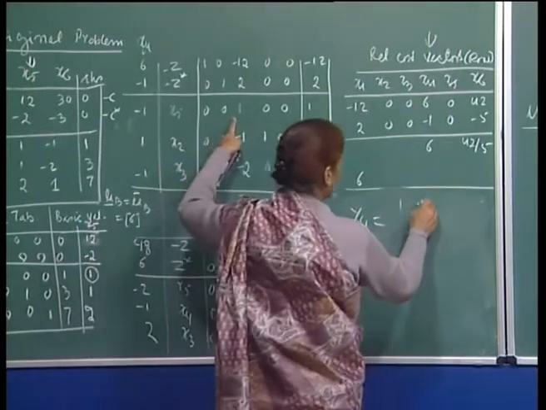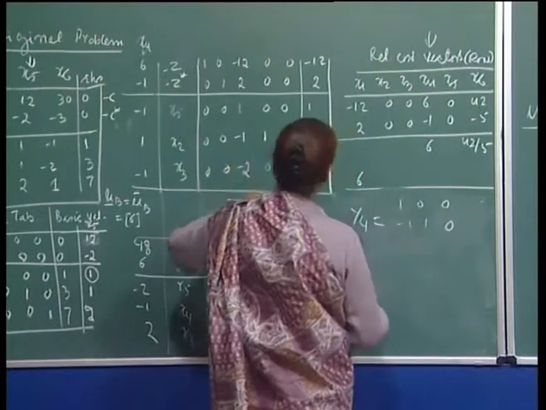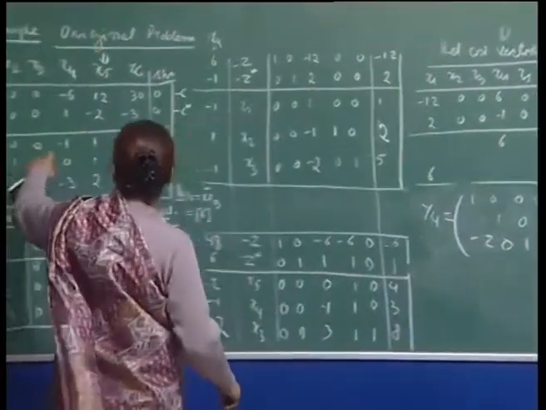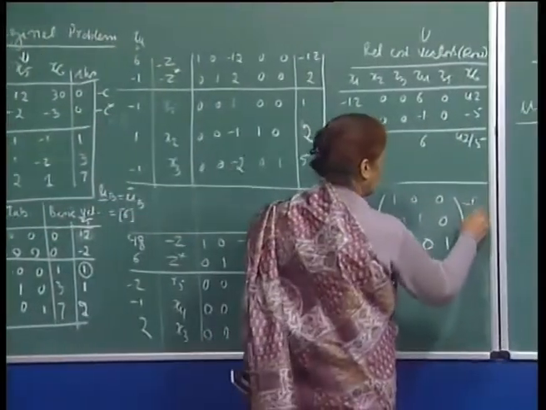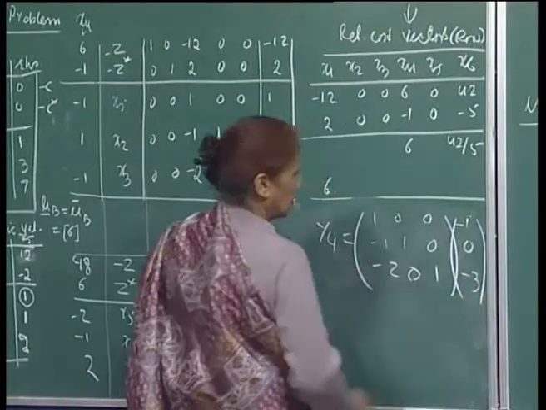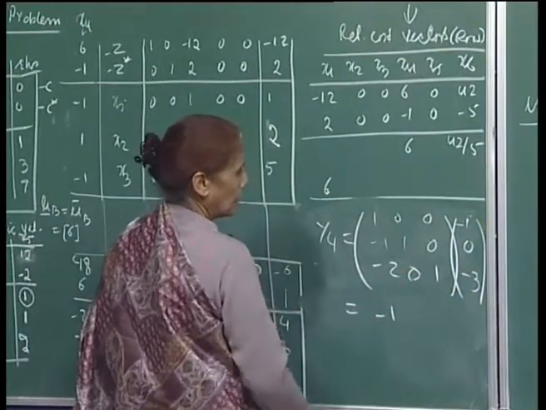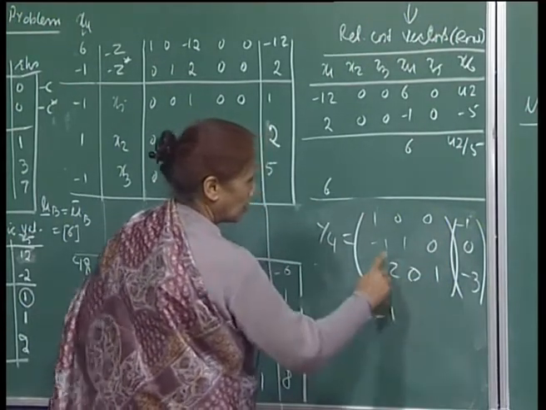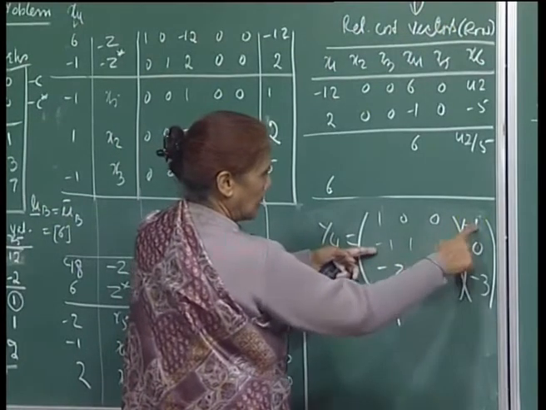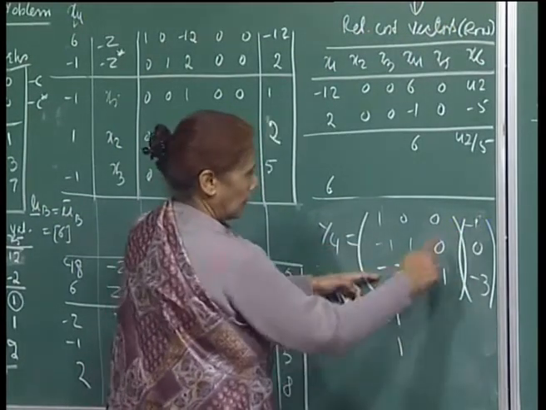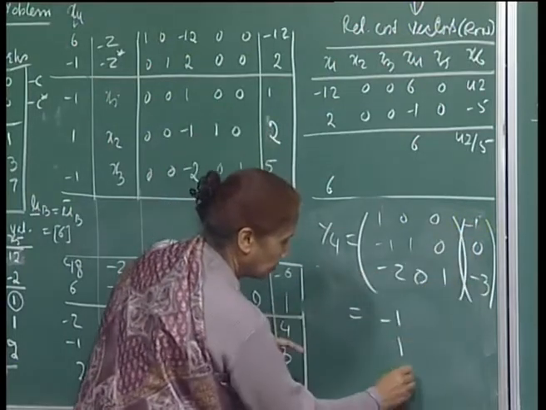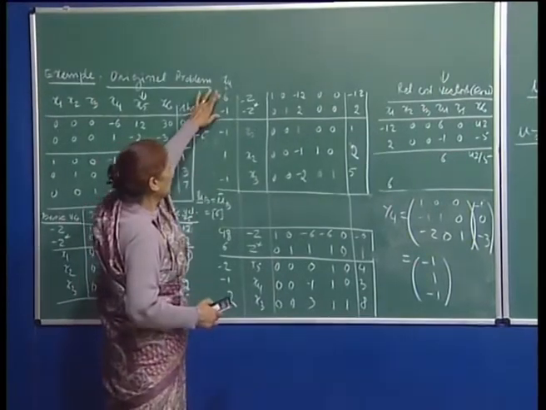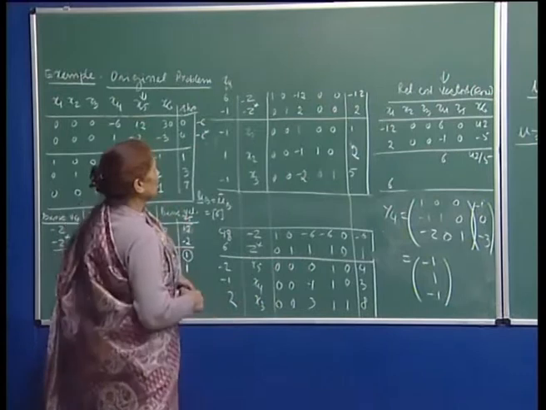Y4, this is 1 0 0, minus 1 1 0, minus 2 0 1, and the original column is minus 1 0 minus 1 0 minus 3. So, this comes out to be minus 1, and then this would be plus 2 minus 3. So, this is 1, this is 1, and then this will be 2 and minus 3. So, minus 1. So, this is your y4. So, minus 1, 1, minus 1, and these are your relative prices with respect to the C and C star.